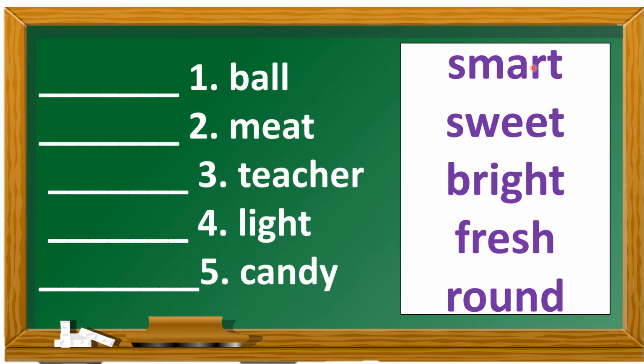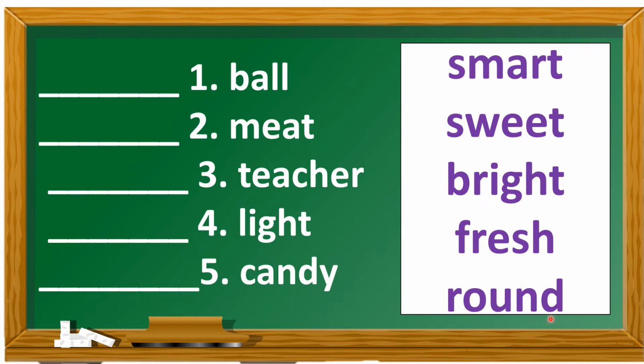Okay, so and here are the list of our adjective. Okay, so we have to find out which adjective is best for this noun. So let us read the adjective. We have smart, meaning matalino, marunong, mahusay. We have sweet, matamis, bright, maliwanag, fresh, sariwa. Round, it means bilog. Okay, so let us choose.